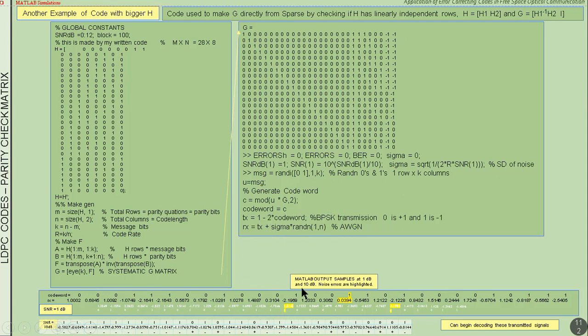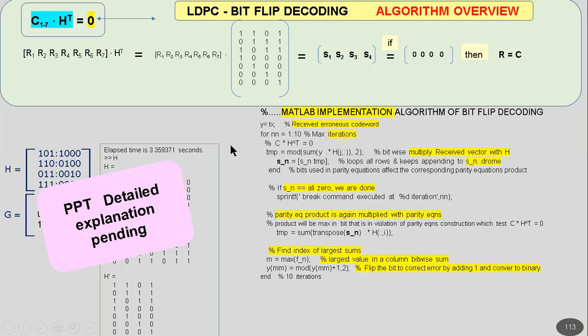At 1 dB I'm having 2 or 3 noisy messages, and at 10 dB not having a noisy message. With this construct I can start decoding with the bit flip algorithm. This is the explanation of the bit flip algorithm and how it works. In general, it uses the received bits and the H matrix and multiplies them and sees where the problems are, generating some rows.